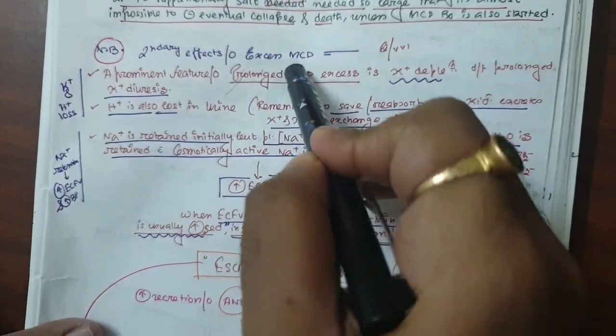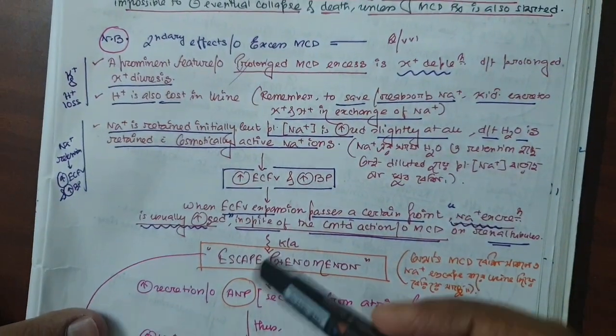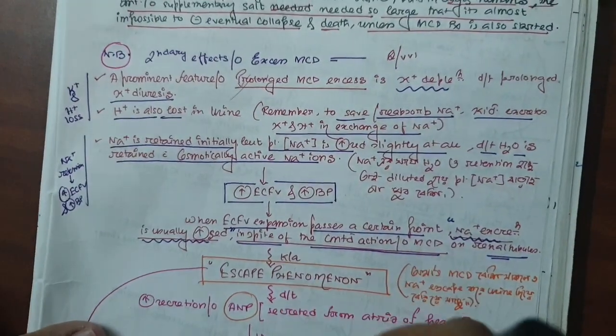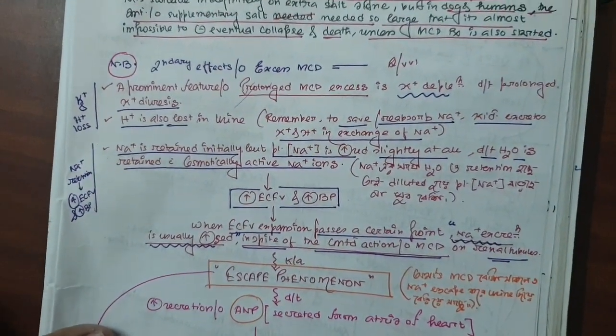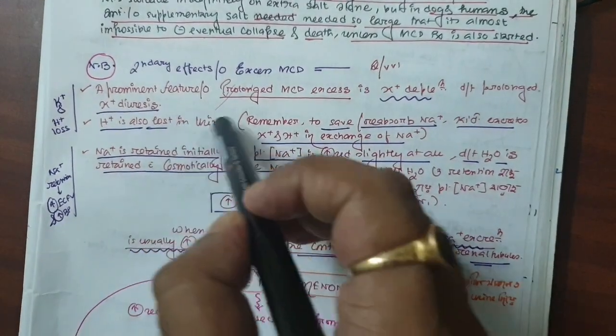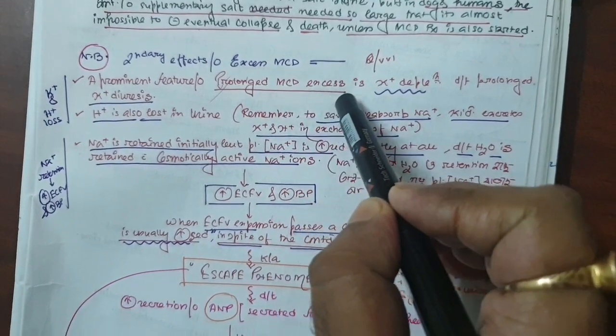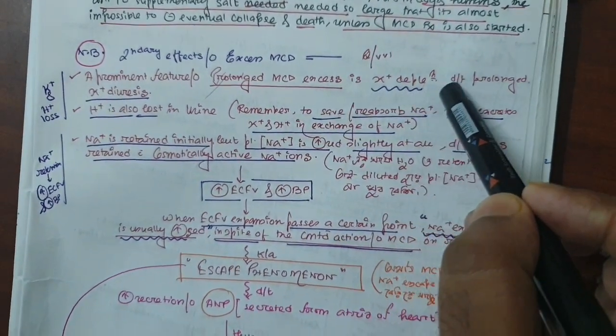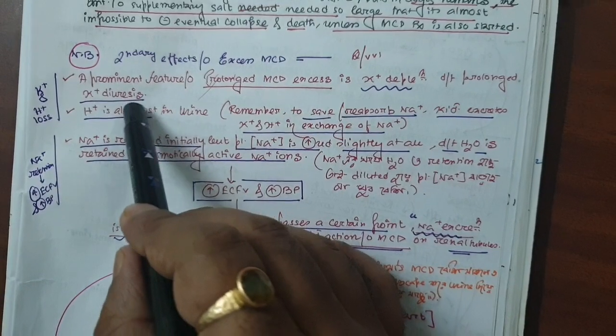Now, a very important short note which I am going to tell you is the secondary effects of excess mineralocorticoids, or this question may come as the escape phenomenon. The prominent feature of prolonged mineralocorticoid excess is potassium depletion due to prolonged potassium diuresis.